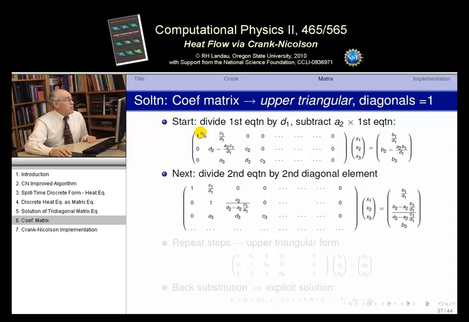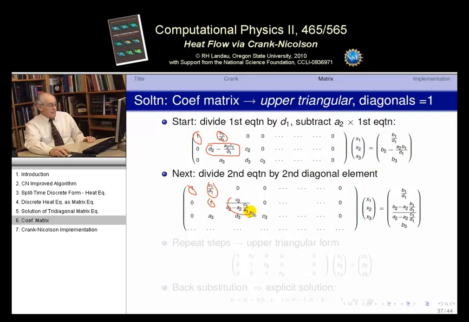So you see here we have a 1 here. That's good. We have some elements here. That's fine. And now let's say, what do we have to do to reduce the next diagonal element to 1? Well, you divide the second equation by that element, and then we're left with this equation. So now we have a 1 here, a 1 here. We have an off-diagonal element there, and this is that off-diagonal element. And now we do the same thing. Divide the third equation by the coefficient, and you go ahead.